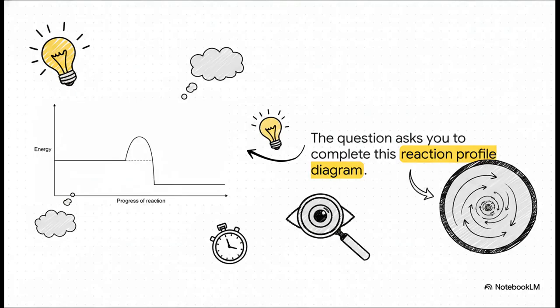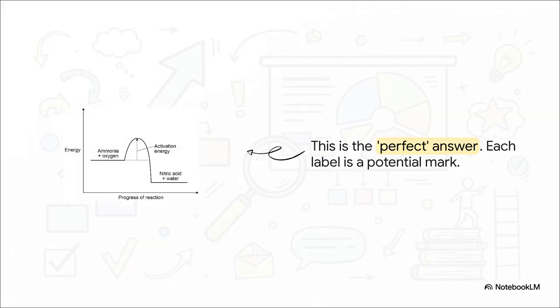Of course, it's not always just about words. Question 2.4 here asks you to complete a reaction profile diagram. This is a visual test of your understanding of energy changes during a reaction. And here it is, the completed diagram straight from the mark scheme. It might look pretty simple, but every single label is a potential mark. You get 1 for correctly showing the activation energy and another for putting the reactants and products in the right places on the energy axis. 2 simple labels, 2 easy marks.